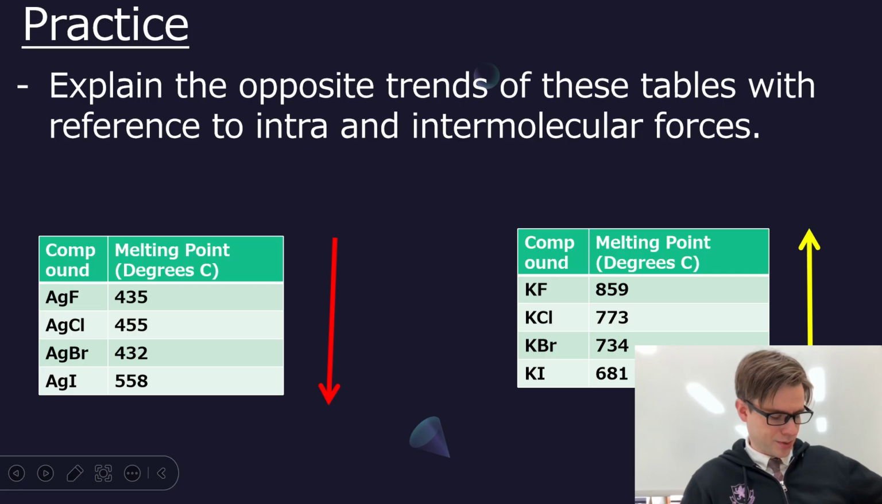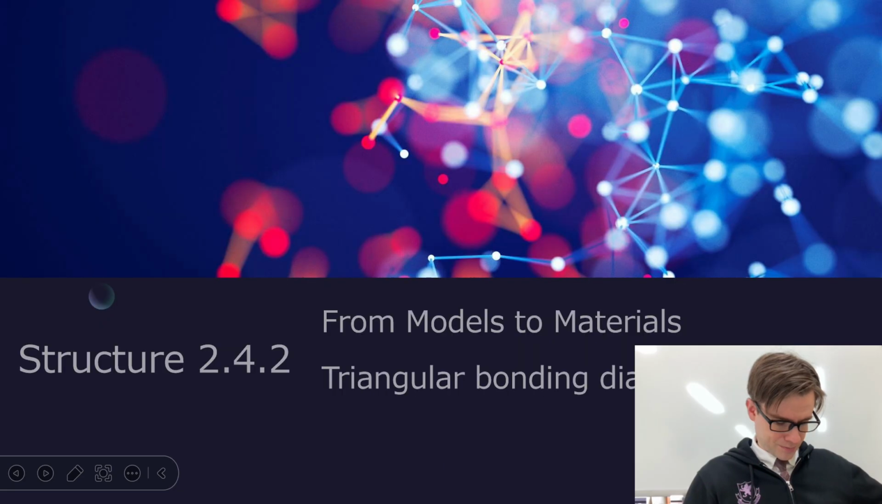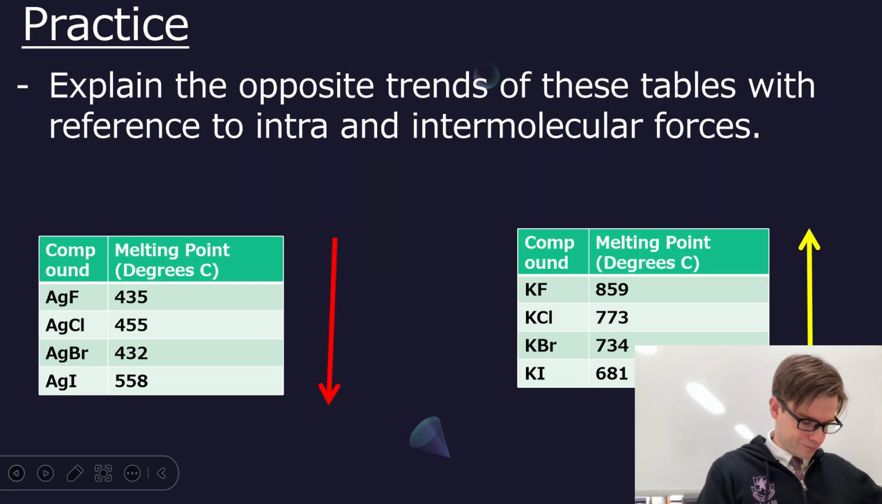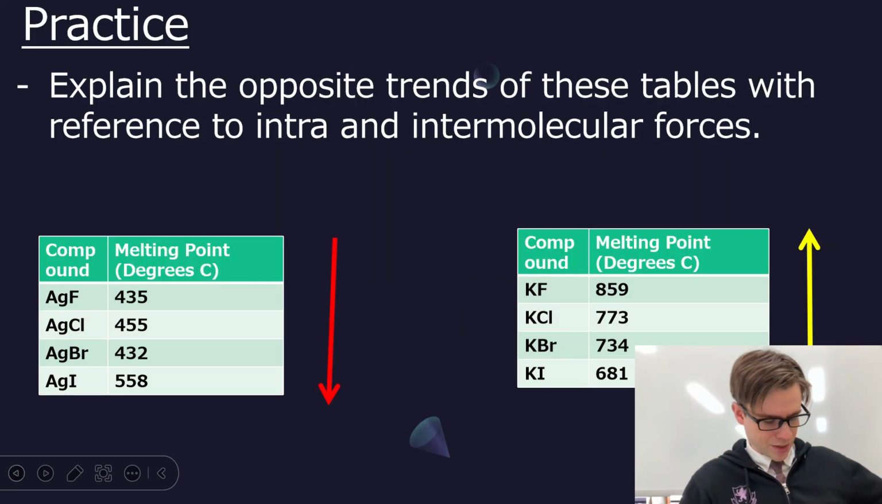Now, how is this going to explain the melting points here? 435 to 455 to 432 to 558. Generally, the trend is there's an increase as we go down to iodine, but it's kind of all over the place in the middle there, right? And this looks like potentially the opposite trend to the potassium halides, right? So why is this the case?